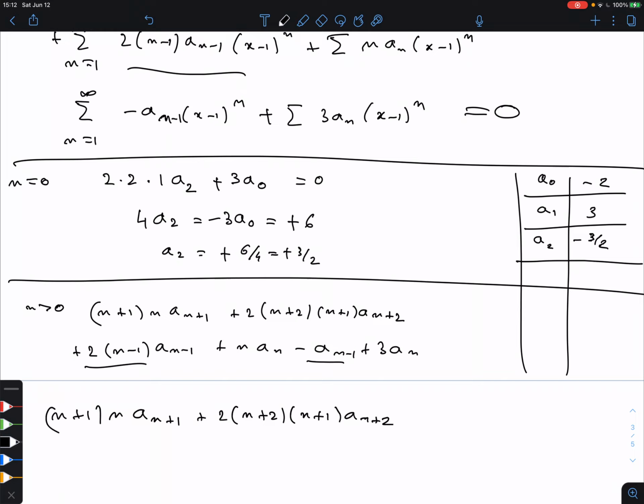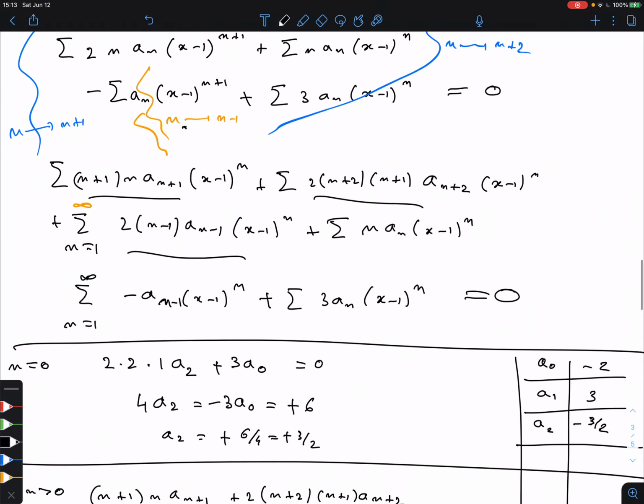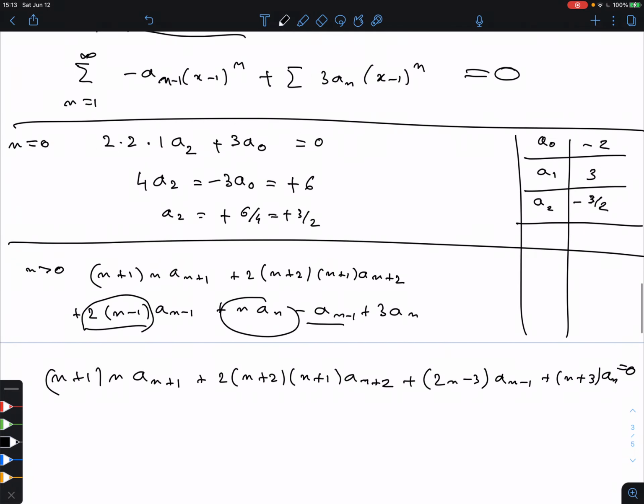So now combining these two, this is 2n minus 2 and minus n. So that is 2n minus 3, a_(n-1). And I also can combine these two, that is plus n plus 3, a_n. And this is all 0. Okay, so what are we looking for?